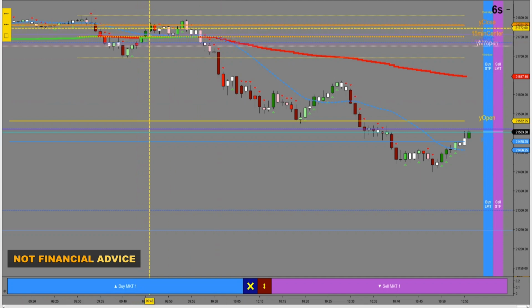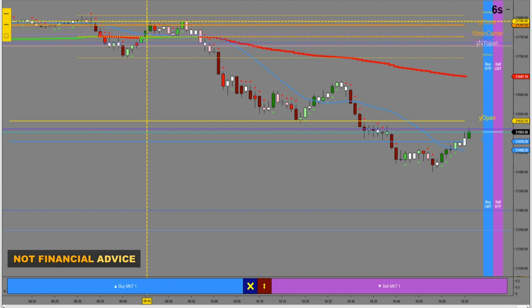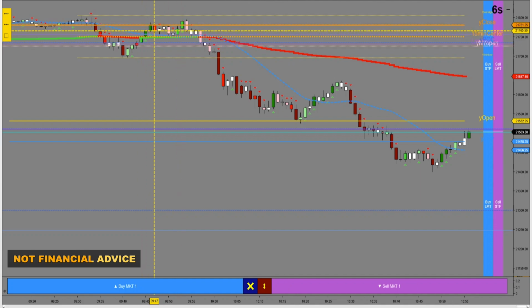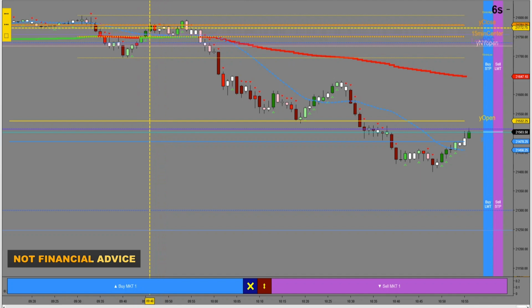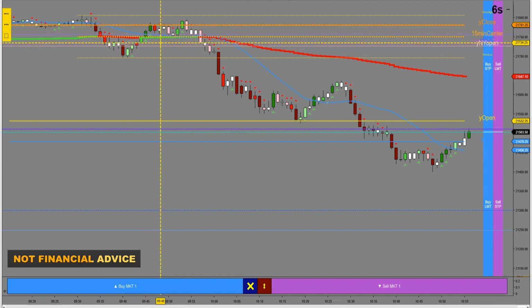Another delta wave, more strong delta. We do not break higher. We get a decrease in delta. We get some neutral candles, and price just ranges and chops in between VWAP and yesterday's close.